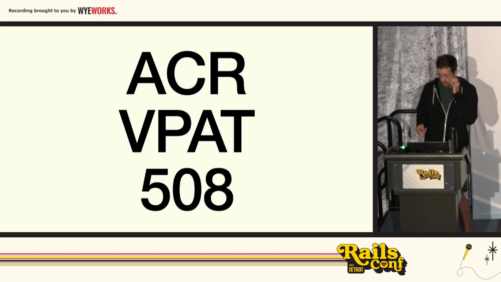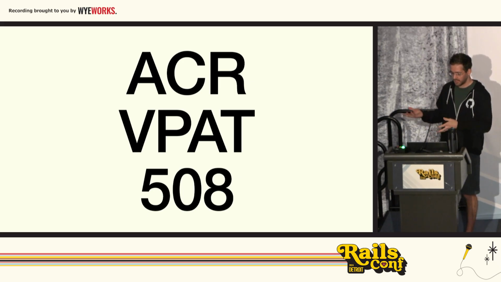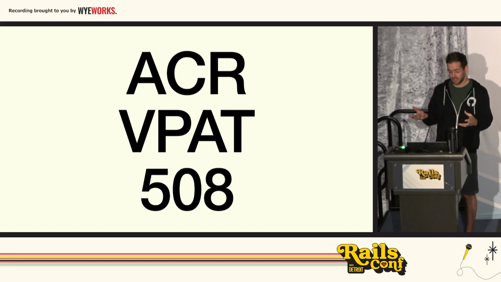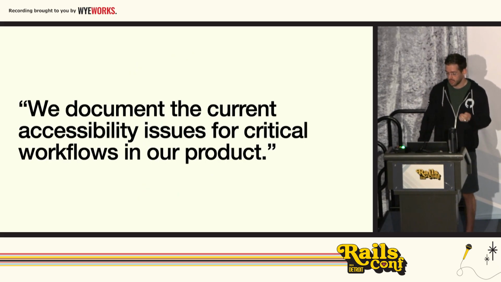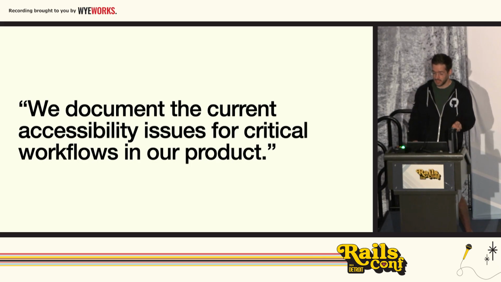And on the product side, we use this pile of acronyms. Basically what we do is we produce what are called ACRs, which are Accessibility Conformance Reports, which use a VPAT, which is a specific template that's an industry standard. And that is used to report on our compliance with Section 508. And really what that means is that we start by looking at our product once we know how to use screen readers and basically just documenting the problems we found. It's not even solving them. It's just saying, here are the problems that we know about.